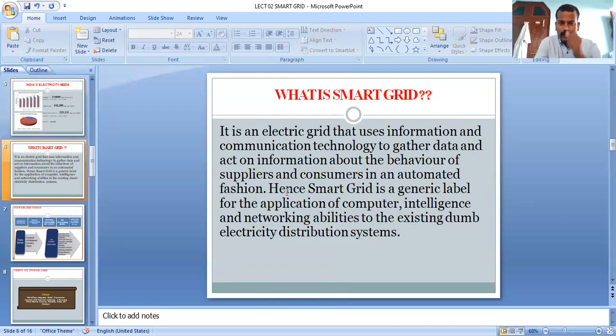Now let us see about the definition of the smart grid. What is smart grid? You must read it carefully.